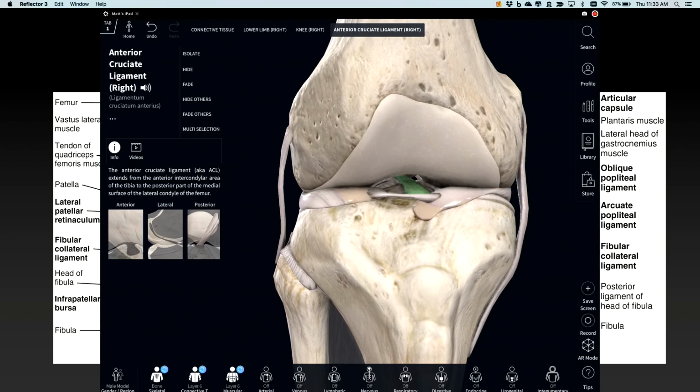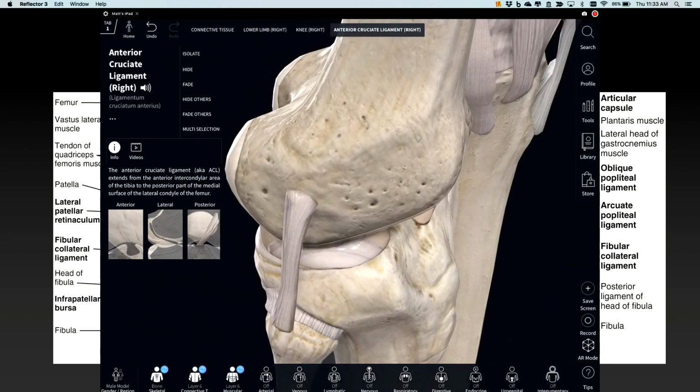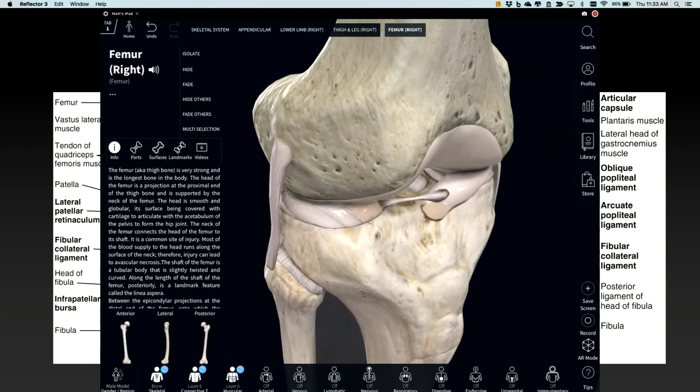So PCL, really important for walking down stairs or down hills. It prevents the femur from sliding forward on the tibia. We have a lot of other ligaments that do that as well, but this ligament specifically prevents the femur from sliding forward. ACL, on the other hand, does the opposite. It prevents the femur from sliding back, or the tibia from sliding out from underneath it. And it prevents hyperextension, or should ideally prevent hyperextension.